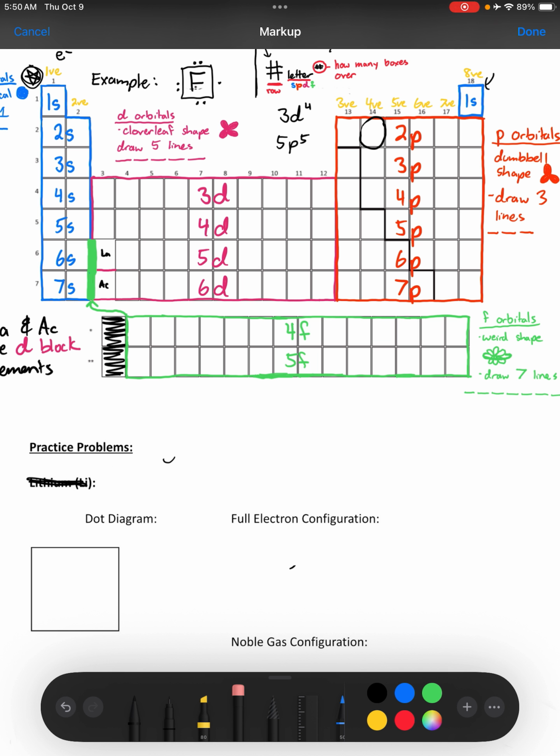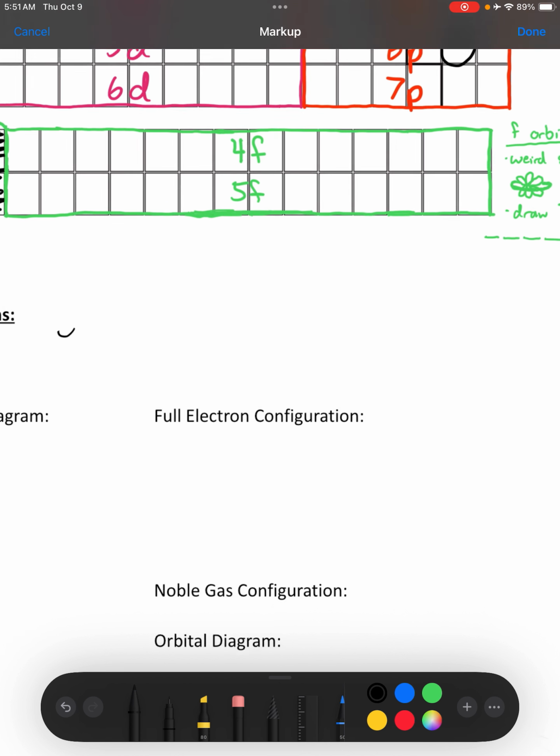This time we're going to do astatine, which is At, and that's going to occupy this spot right there on the periodic table. This one's going to be a little bit long for the full electron configuration, but bear with me. All right. Astatine, for its dot diagram, that is in group 17, so we're going to draw 7 total dots. 1, 2, 3, 4, 5, 6, 7. Easy enough dot diagram. And now for the electron configuration, which is going to be just a little bit long.